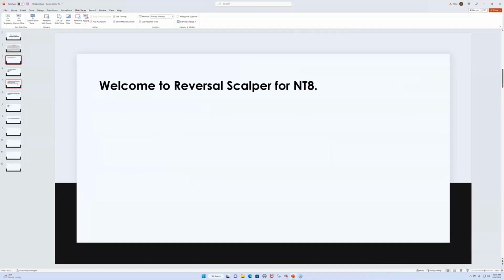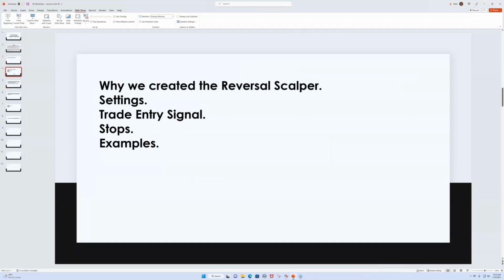Now the reversal scalper, basically what we'll be talking about today is why we created the reversal scalper, sort of talk about the settings, what the trade entry signal is for those that aren't familiar with some of my indicators, where to place your stops, and I'll talk about some examples and take you through different markets with different settings. Now the thing with the settings is it's not like there's so many moving parts, so many variables. There's basically one main setting, which is the reversal strength, as well as whether or not you want to use the trade entry signal.